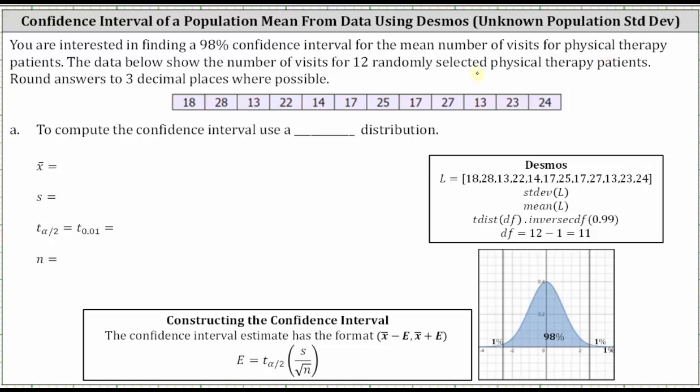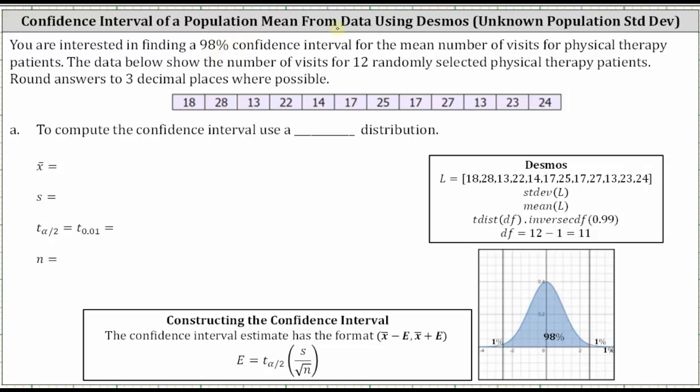To find the confidence interval, we first need to determine the error E indicated by the formula shown below. Once we determine E, we can determine the confidence interval by determining x bar minus E and x bar plus E. Before we do this though, we need to use the data and determine the sample mean, the sample standard deviation, and the sample size, as well as the t-score that corresponds to the 98% confidence interval.